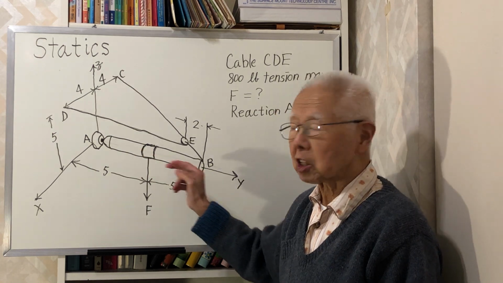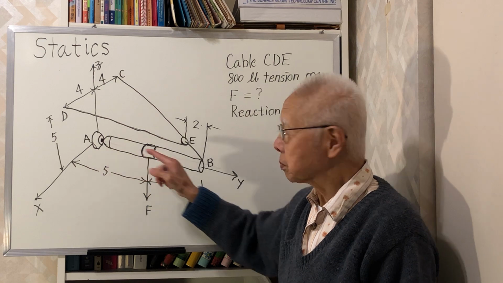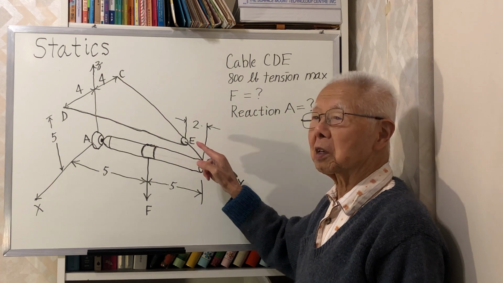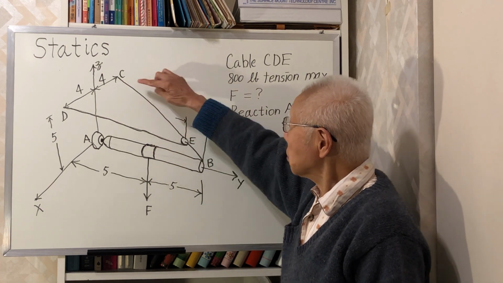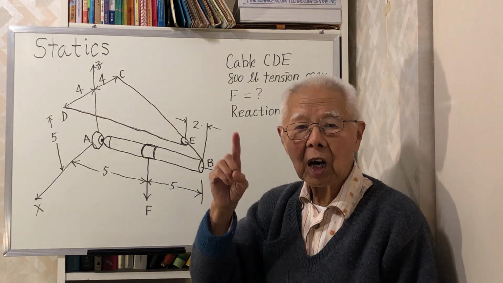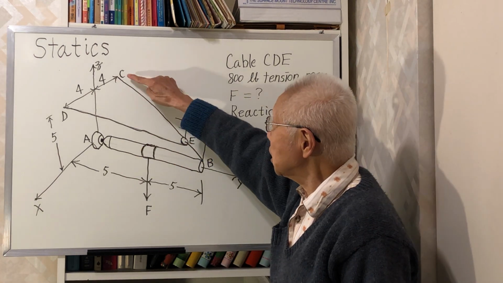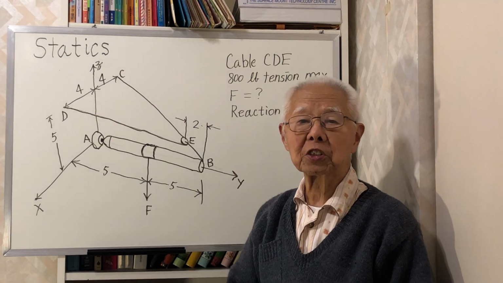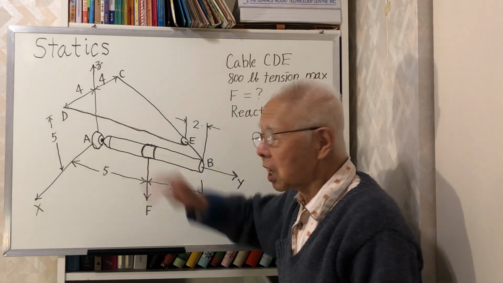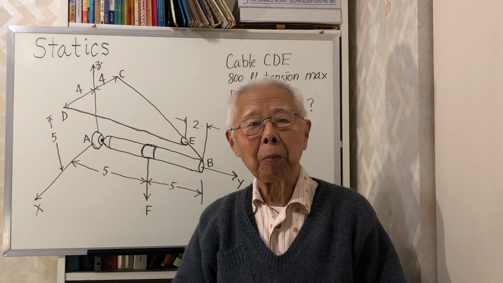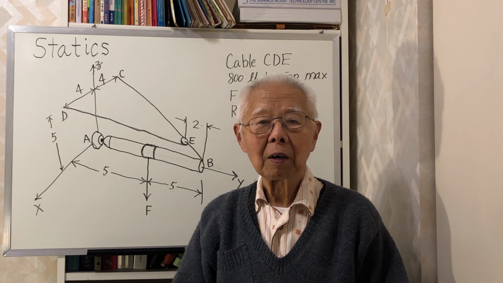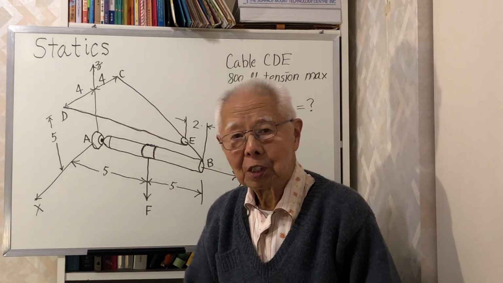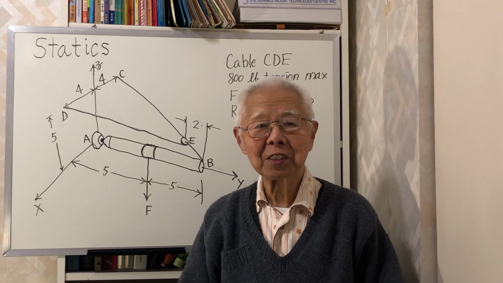And the beam is supported on one end at point A, and here there is a cable and also a cable here. Now this is one continuous cable, CED is one continuous cable. And this cable can only support a tension of 800 pounds maximum. If the tension is more than that, it will break.